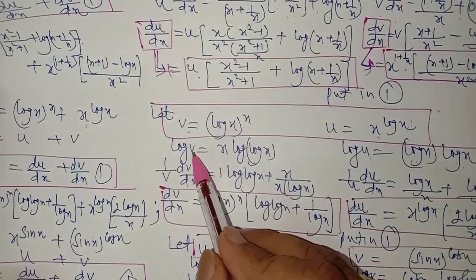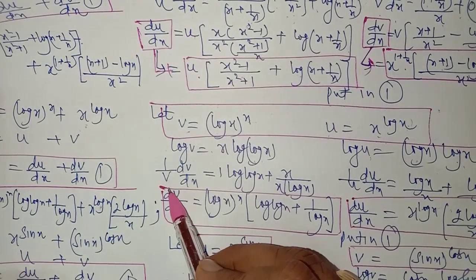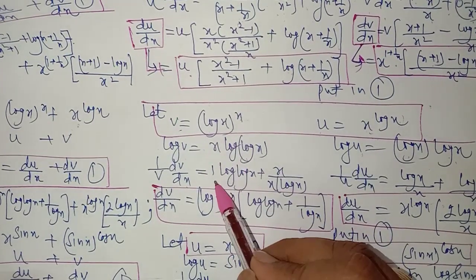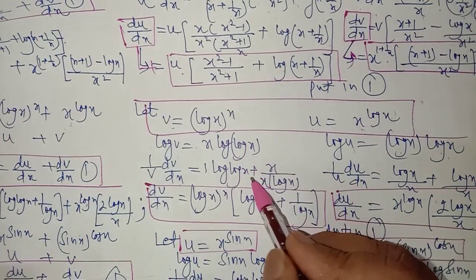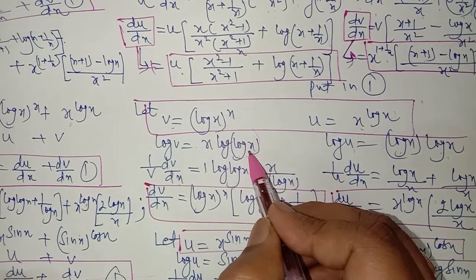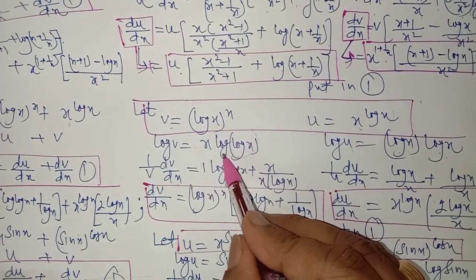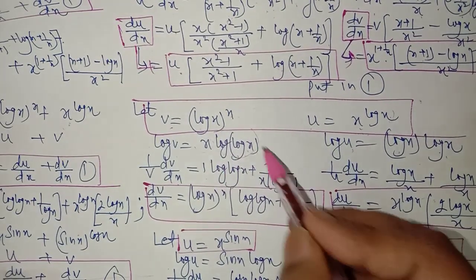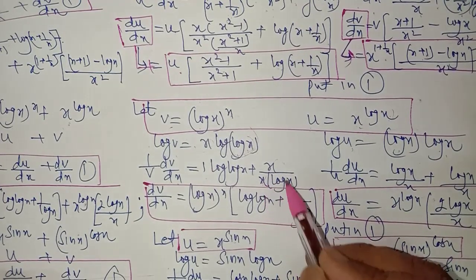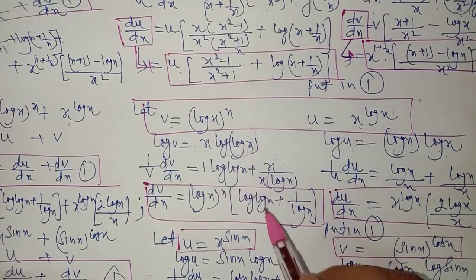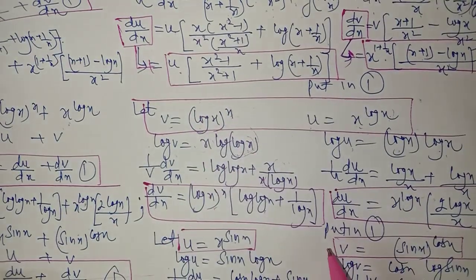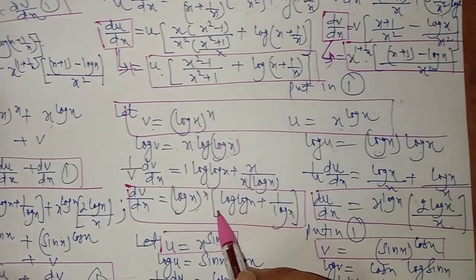Now differentiating, the derivative of log v will be 1 upon v dv upon dx. We have to use the product rule here. I have differentiated x first and multiplied with the second function, plus the first function multiplied with the derivative of this, which you have already done 2 to 3 times previously. First of all, differentiate log, that is 1 upon log x, and the derivative of log x is 1 upon x. This x will be cancelled out. So this comes out to be 1 upon log x. This is log x multiplied with v, and the value of v is log x raised to power x. So this is dv upon dx.